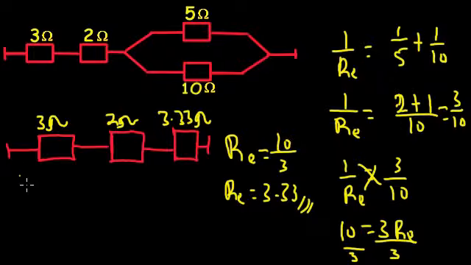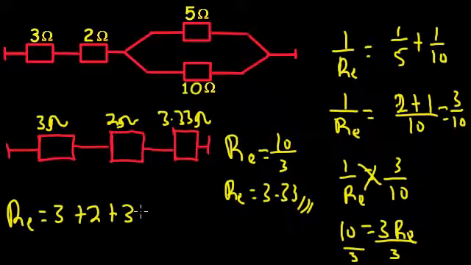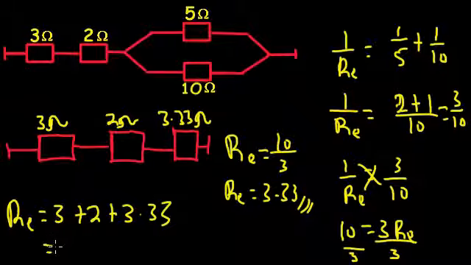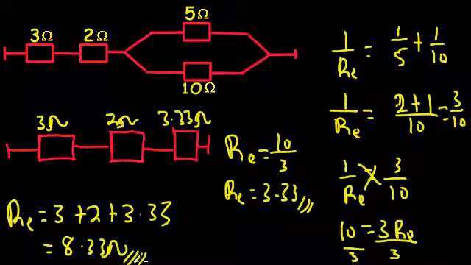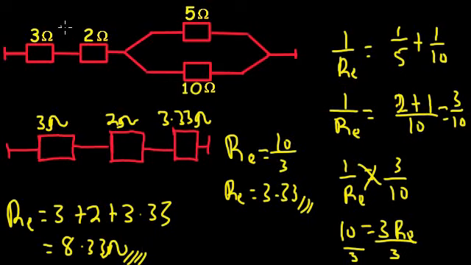Now we can find the equivalent resistance for these resistors in series. So R sub E will be equal to 3 plus 2 plus 3.33. That gives us 8.33 ohms. So this is the equivalent resistance for this combination, and that's our final answer. And that's how to easily find the equivalent resistance for resistors that are combined both in series and in parallel. Let's consider another example for easy understanding.